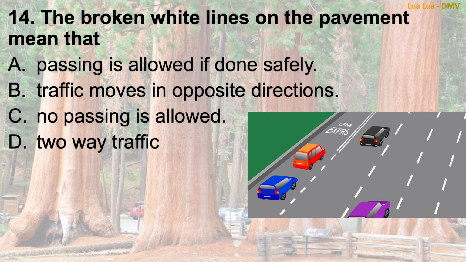Question 14. The broken white lines on the pavement mean A. That passing is allowed if done safely. B. Traffic moves in opposite directions. C. No passing is allowed.